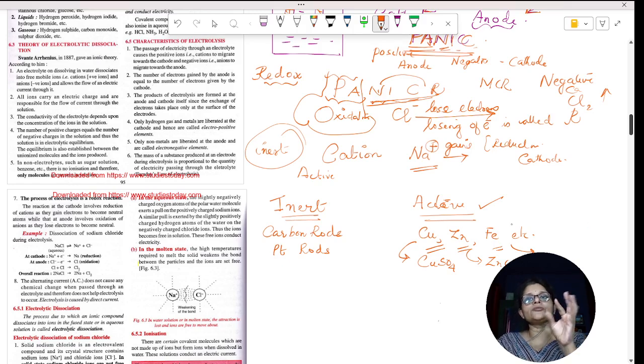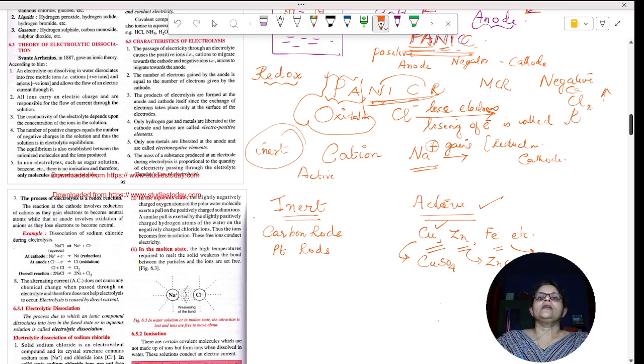Okay, if it is CuSO4 and the electrode is Cu, only Cu atom or ion will be undergoing what? Reduction and oxidation at the electrode. And chemical reactions always happen at the electrode.